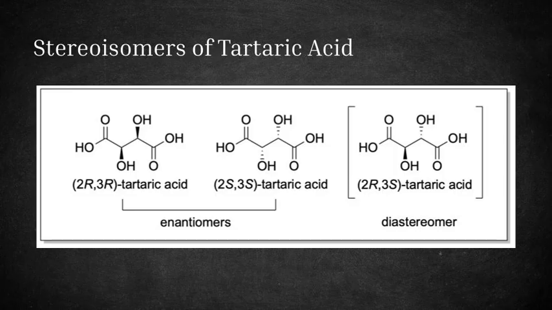In the last video, we left off discussing the stereoisomers of tartaric acid, the enantiomers 2R3R and 2S3S tartaric acid, their diastereomer, the meso form 2R3S or 2S3R tartaric acid. The enantiomers of tartaric acid, 2R3R and 2S3S, hold significant historical importance.